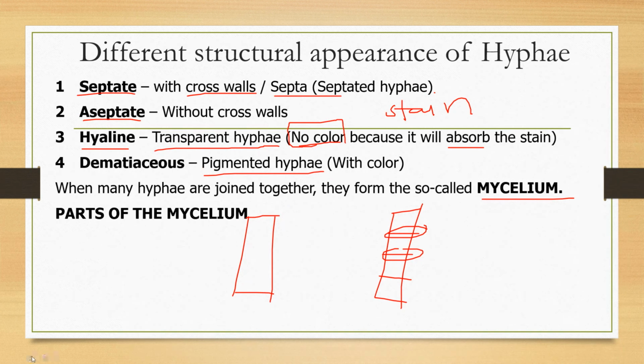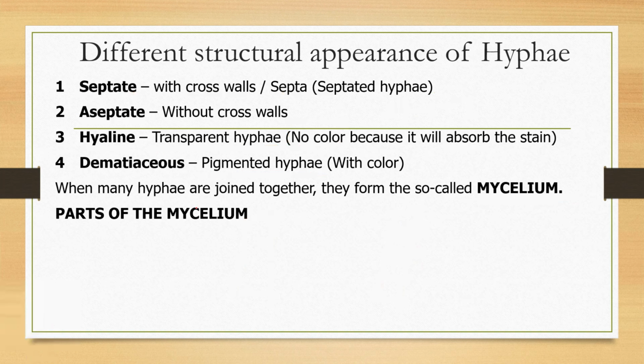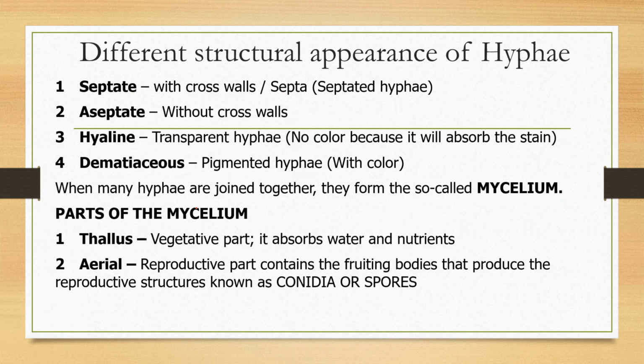Now let's talk about the parts of your mycelium. So as mentioned, when your hyphae are joined together or are grouped together, they form a mycelium class. Now your mycelium has two parts, the thallus and the aerial mycelium. The thallus class again would refer to the vegetative part. It absorbs water and nutrients. So parang ito yung roots. It just has a different term. Thallus ang tawag if it's a mycelium.